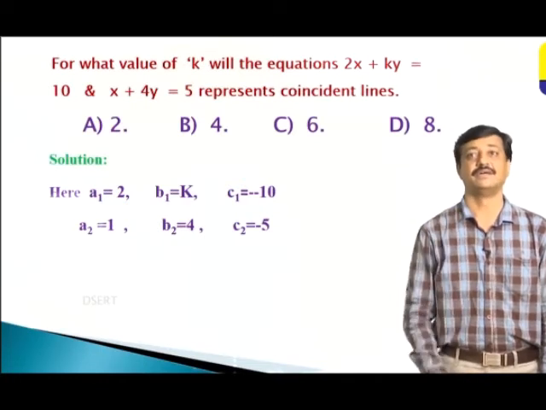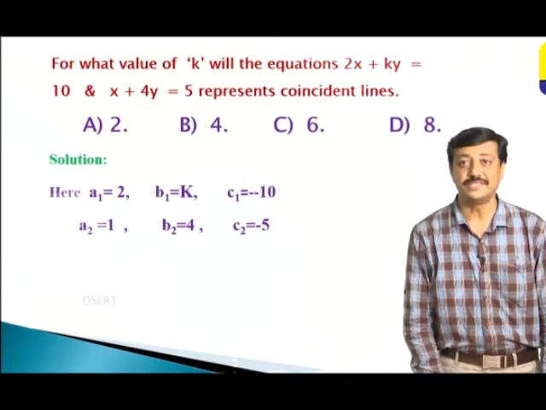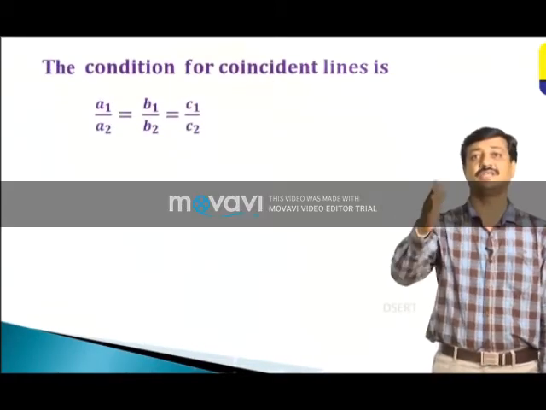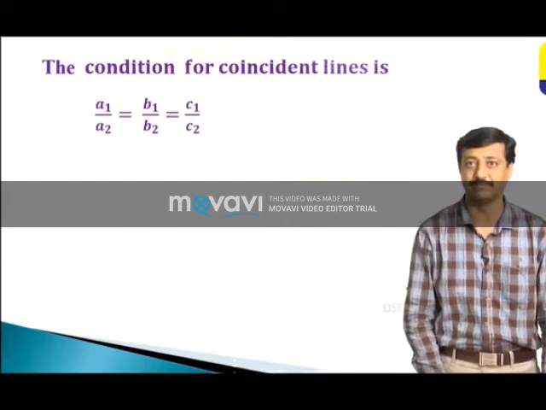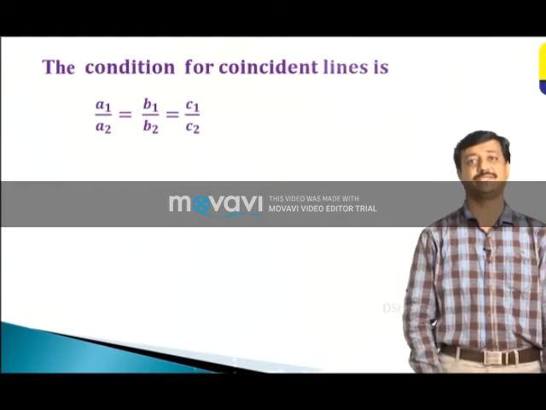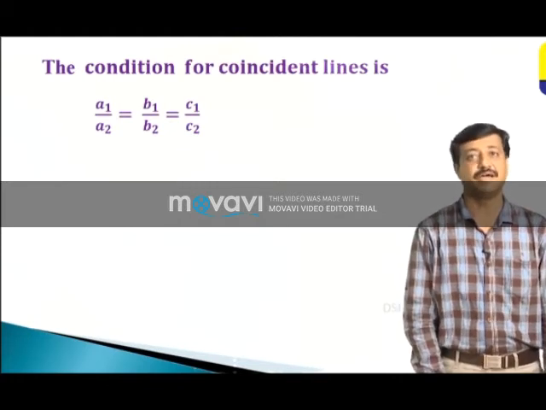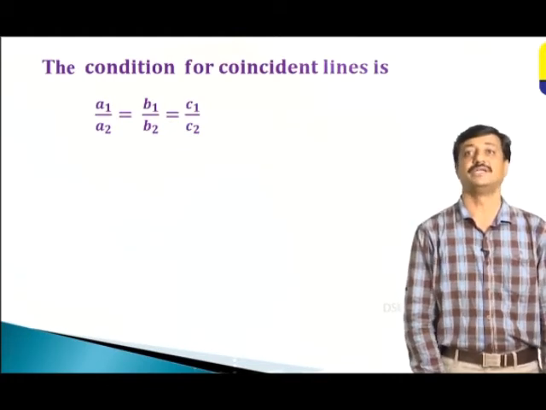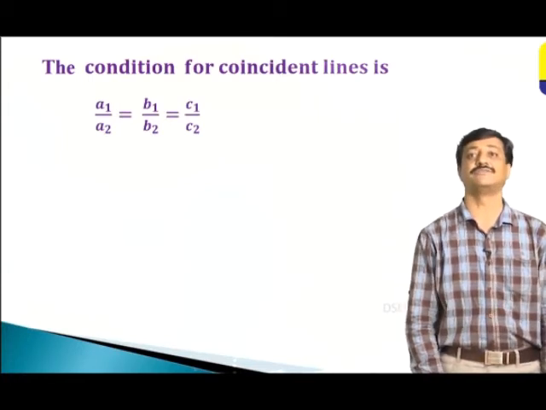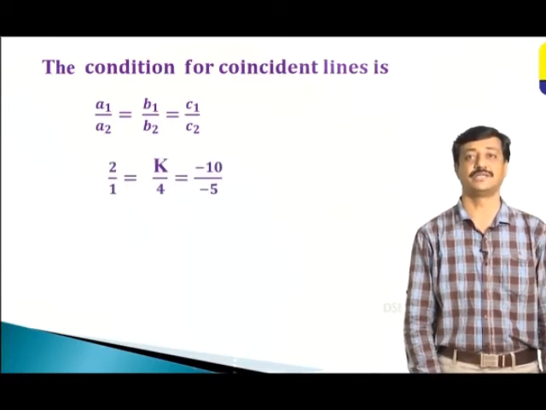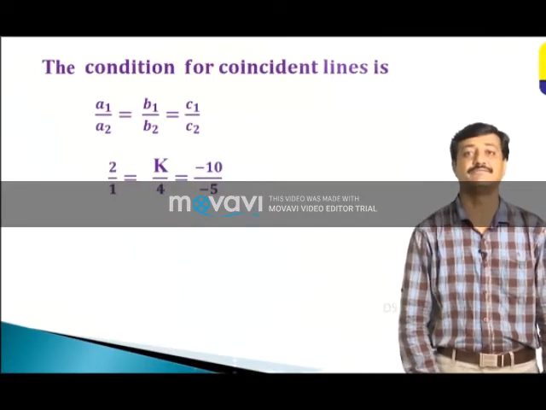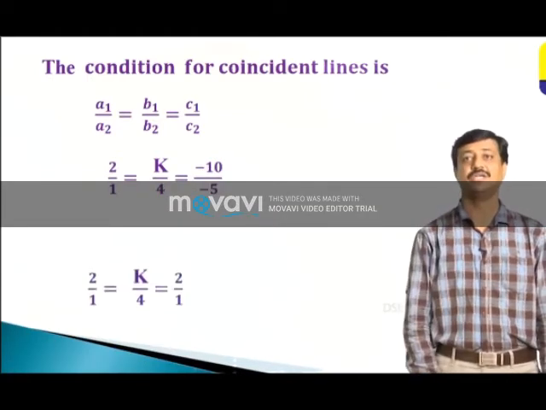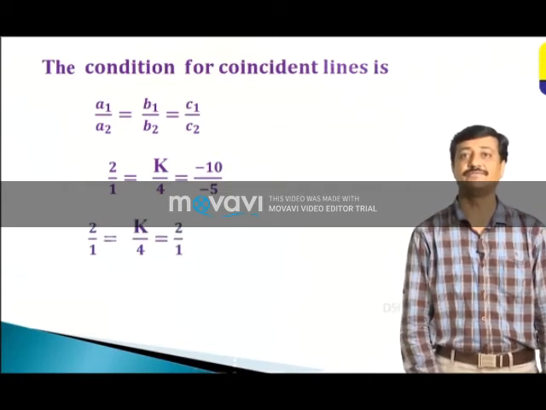It is given that the lines are coincident lines. The condition says all the 3 ratios are equal: A1 by A2 is equal to B1 by B2 and also equal to C1 by C2. Now you are going to apply the 6 values. According to this, you will get 2 by 1 equal to k by 4, which is equal to minus 10 by minus 5. After simplification, you will get 2 by 1 equal to k by 4, which is equal to 2 by 1.